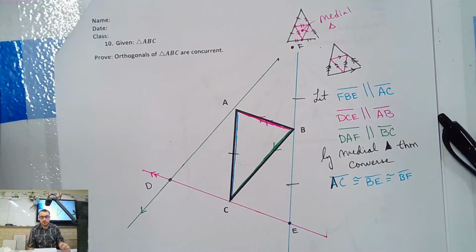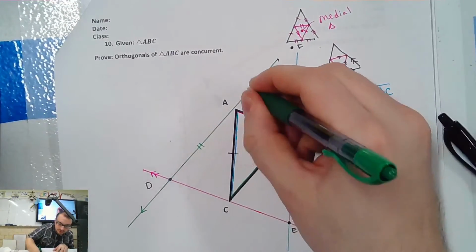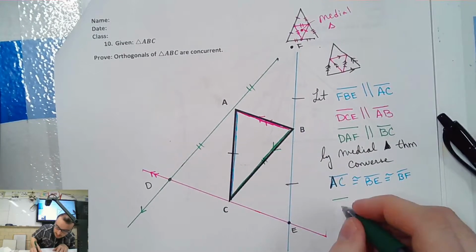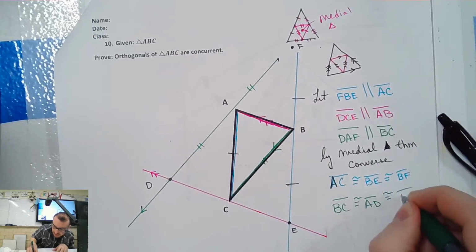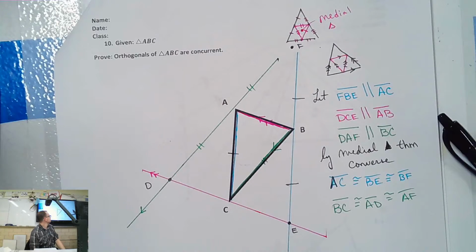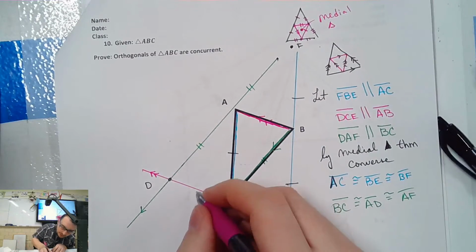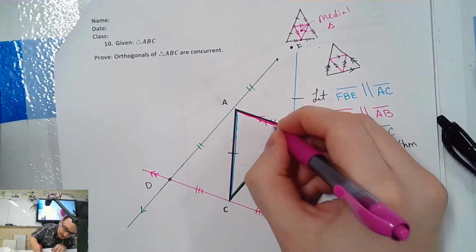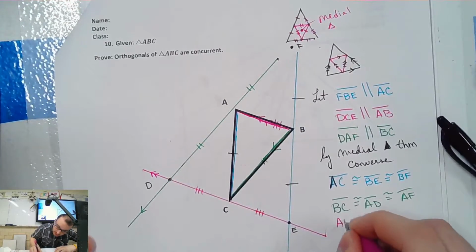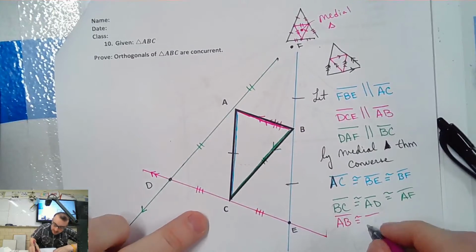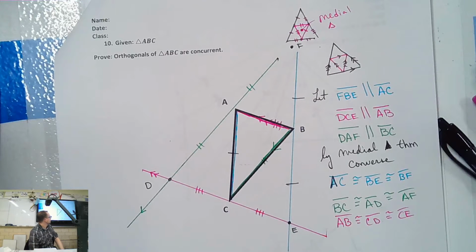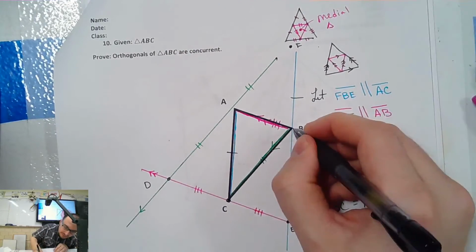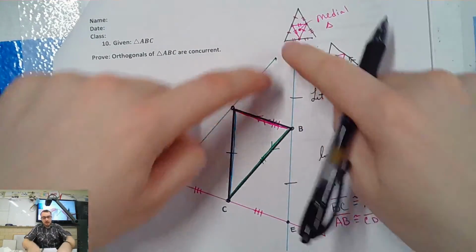With me on that? Right. I'm going to do the same thing for all my sides. So these guys. BC, congruent to AD, congruent to AF. Cool. And I'm going to keep going. I'm going to say that the pink sides are all congruent, right? AB, congruent to CD, congruent to CD. Right? Well, doesn't that by definition mean that C, B, and A are midpoints of my big triangle?